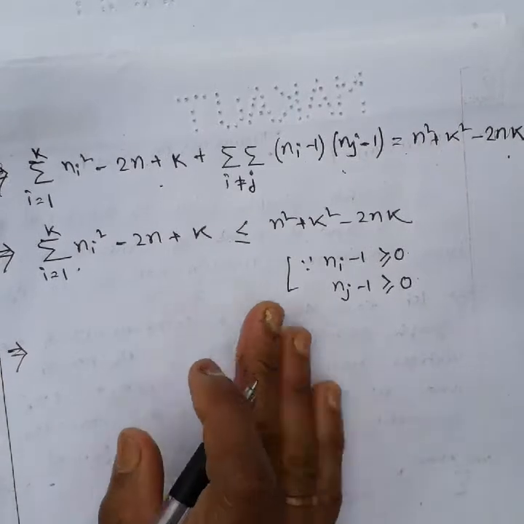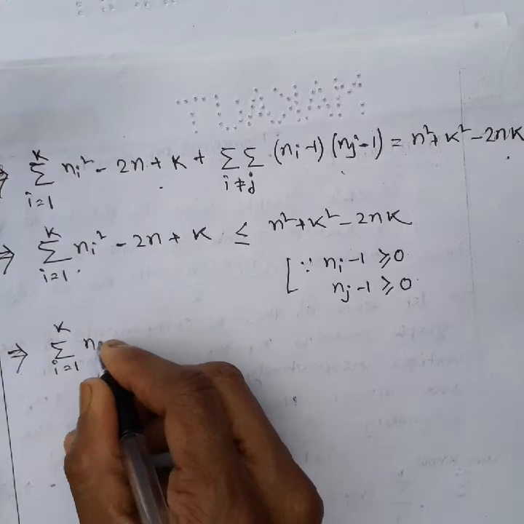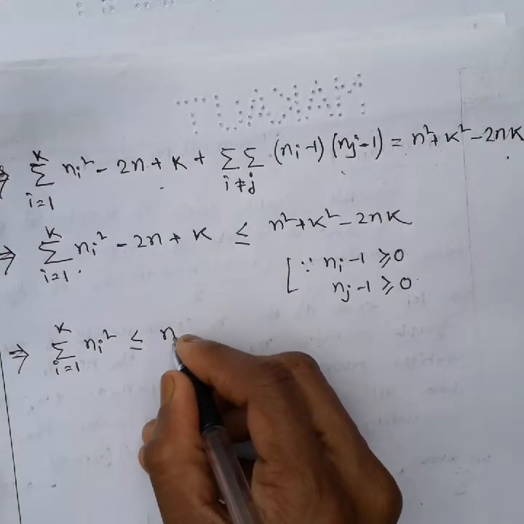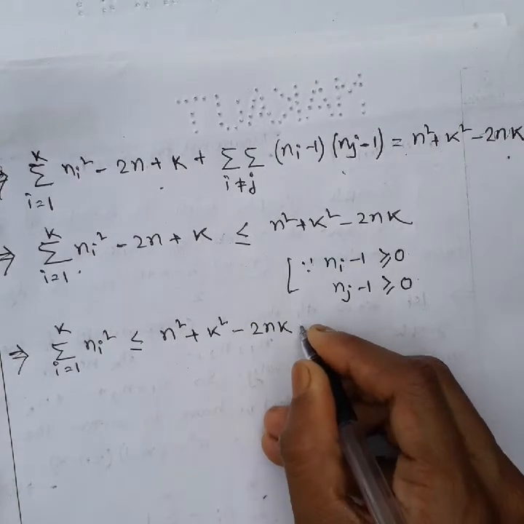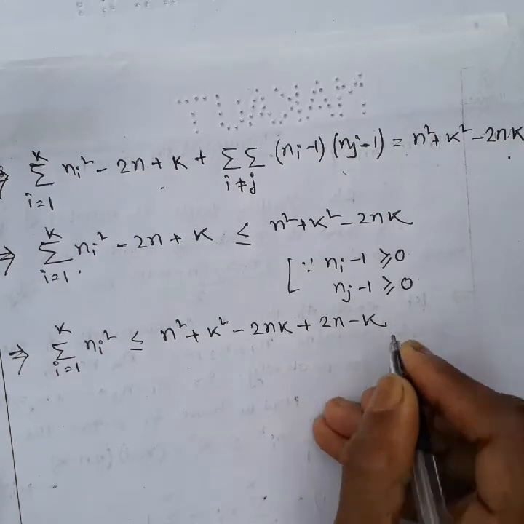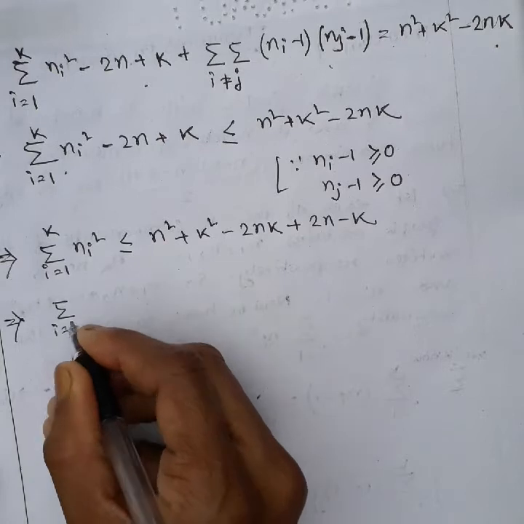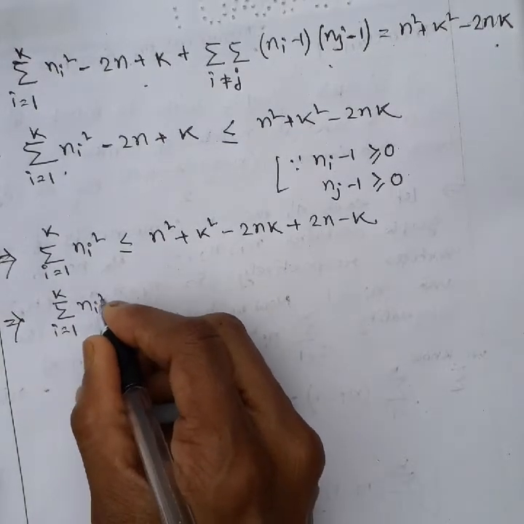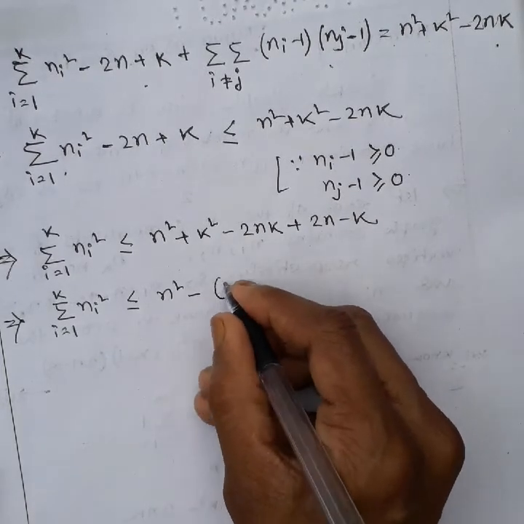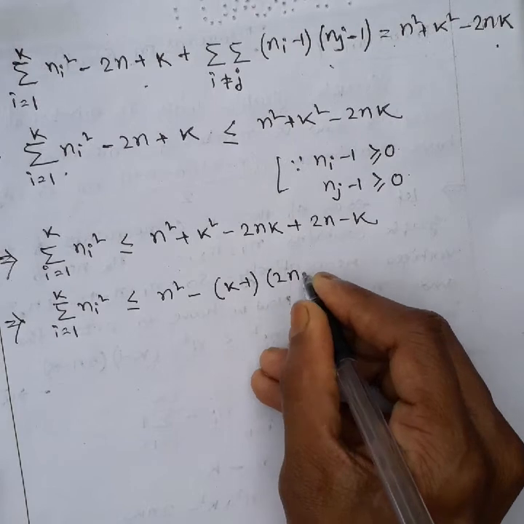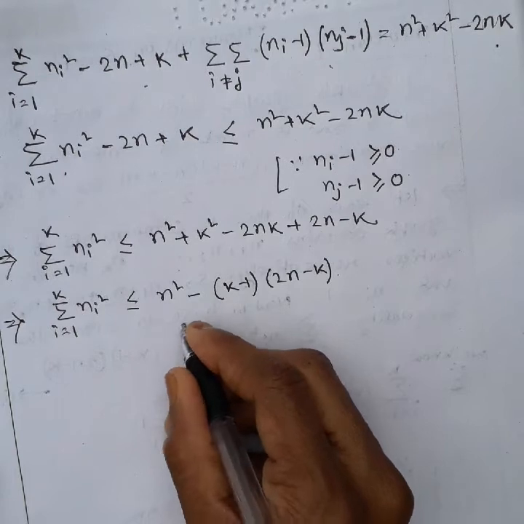Okay, so from here we can write summation of i equals 1 to k of ni square is less than or equal to n square plus k square minus 2nk plus 2n minus k. Okay, so that means this summation is less than or equal to n square minus (k minus 1) into (2n minus k). So the one is proved here.